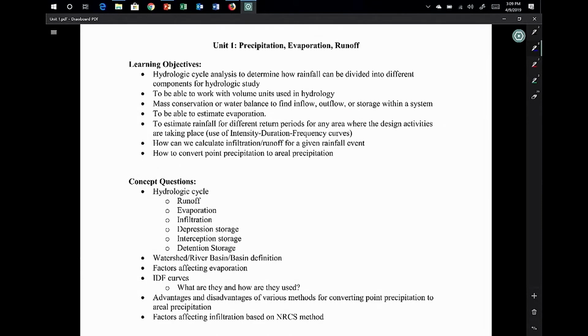And in this unit, we will look at hydrologic cycle, we will look at mass balance equation, we will look at different volume units, and we will look at evaporation, rainfall, how we measure mean rainfall and how we report rainfall, and we will look at runoff, infiltration and computation, and how do we convert point precipitation into aerial precipitation, because that's an important thing.